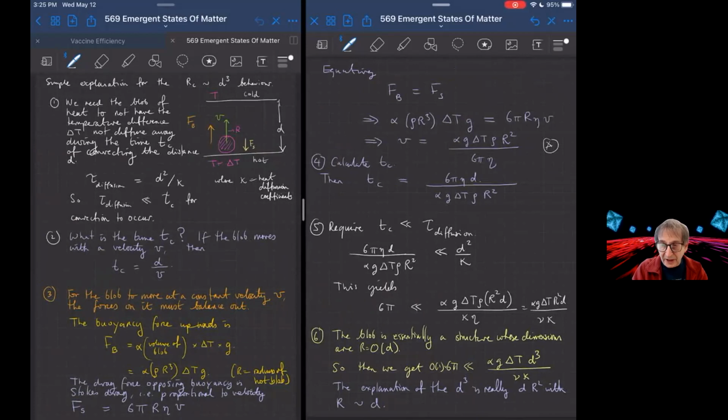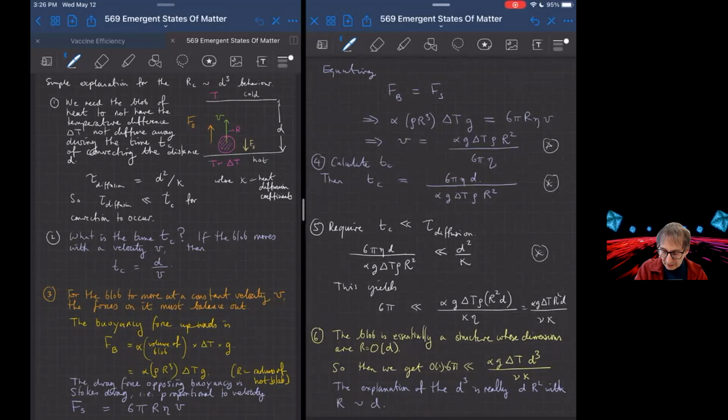Now we need to calculate the time it takes for the blob to go from the bottom plate to the top plate, and that's given by this formula here on the right. It goes like d over r squared and so on. Now, what we need for convection is that the diffusion time is much longer than the transit time of the blob. So in other words, the heat doesn't all diffuse away. So our criterion for convection should be that it's in the regime where tau diffusion is much larger than tau c, and so I get this equation here on the right.